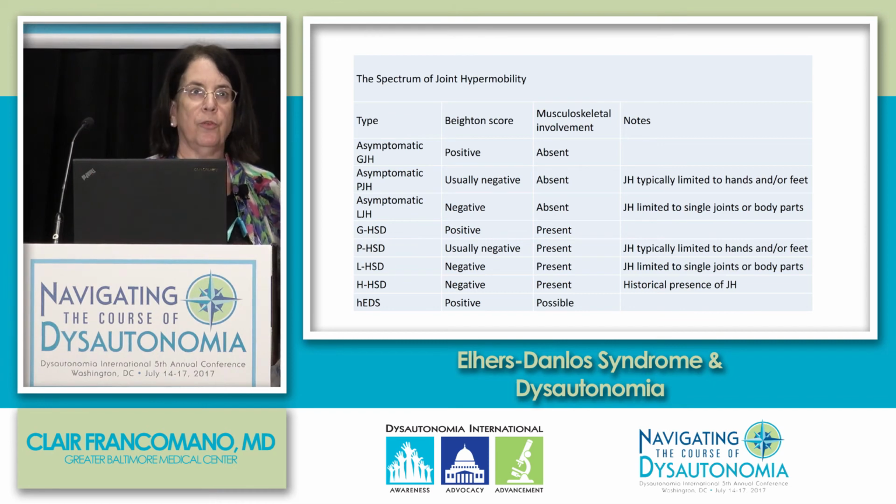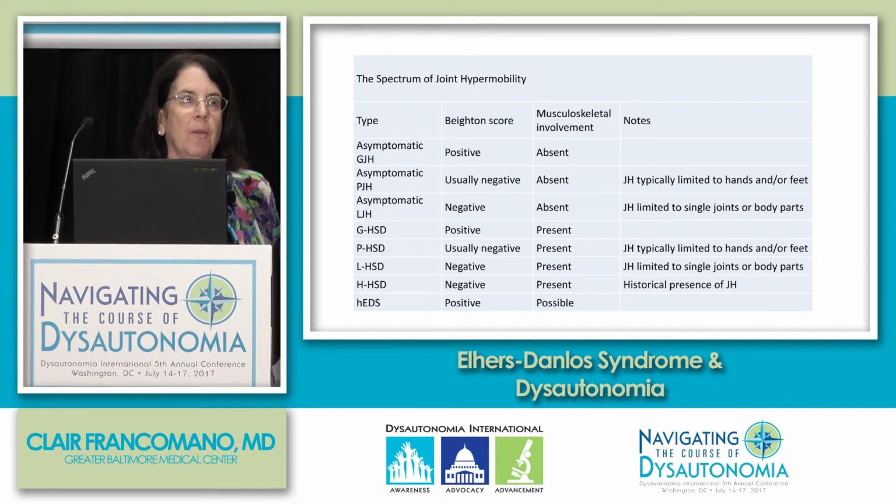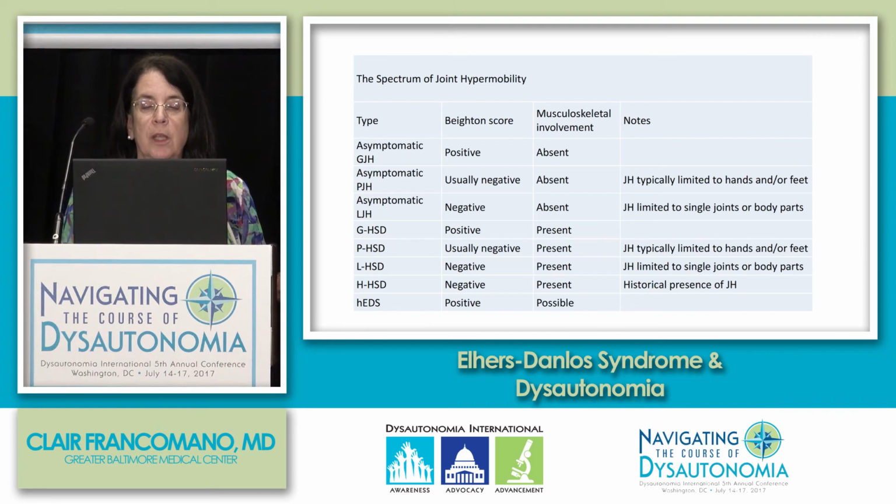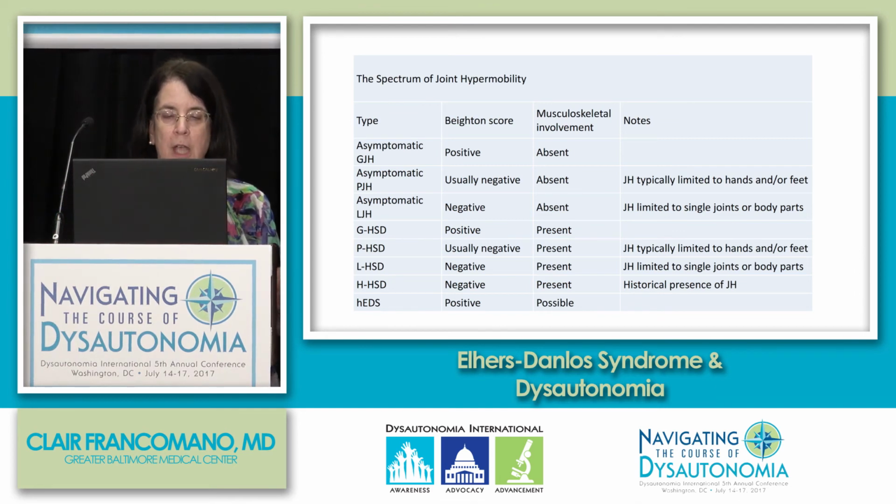In other words, the person in front of you in the examining room may not have hypermobility right now, but maybe they were extremely hypermobile as a younger person. So that would be the historical presence of joint hypermobility. And then at the extreme end of the spectrum, we have hypermobile Ehlers-Danlos syndrome that meets all the criteria that I was discussing before.